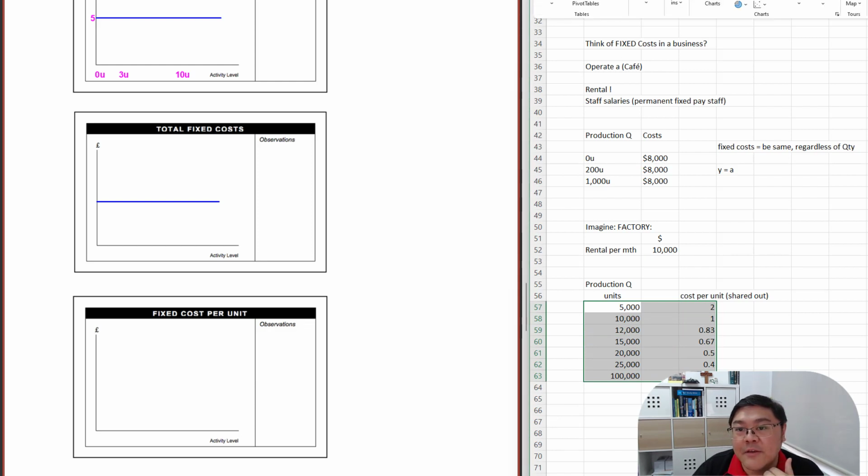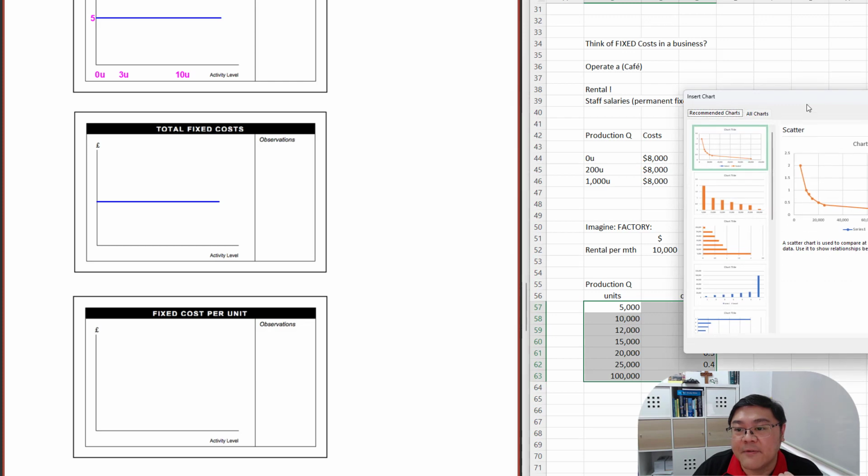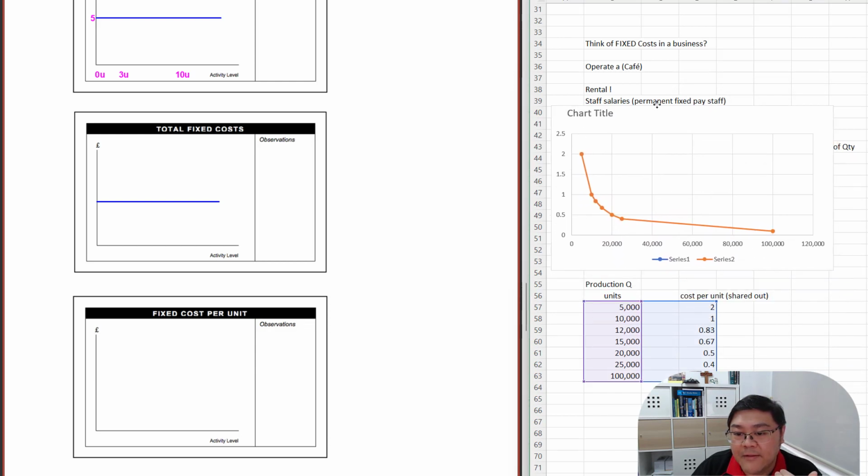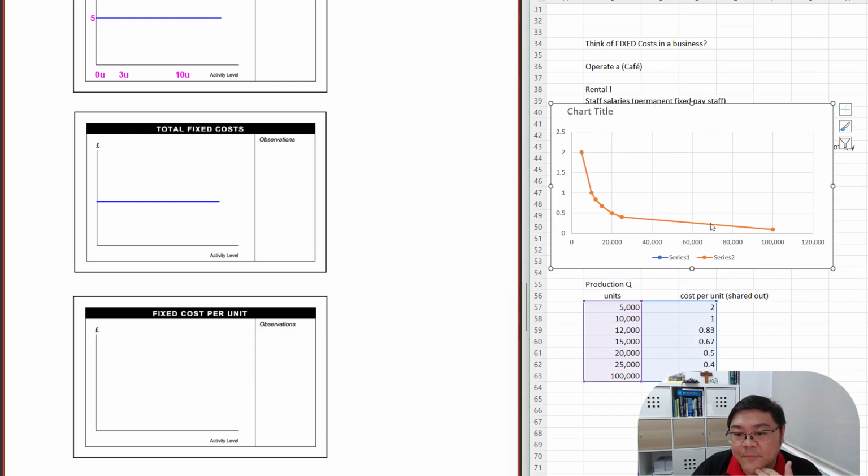So how would this fixed cost per unit look like? Why not we use Excel and give us a recommended chart? Yep, so I got that scatter diagram, and that's exactly how it looks like. You see, the quantity will have a steep drop at the very beginning because you're sharing out the cost, but the sharing will get lesser and lesser as the quantity gets bigger and bigger. So it always looks like that.